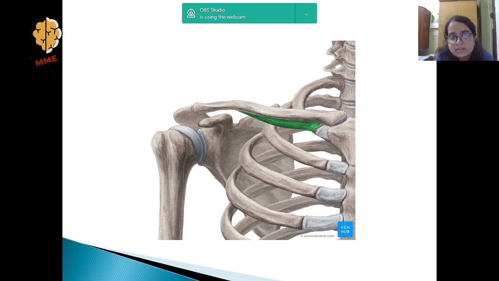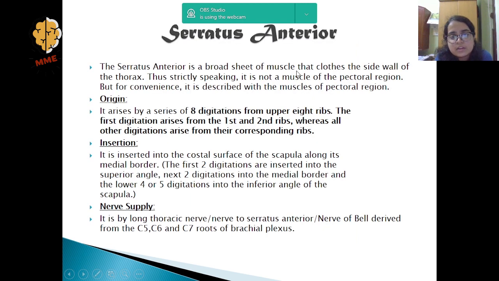Very clearly given here in this diagram, this green colored muscle, which lies horizontally directly underneath the clavicle, is the subclavius muscle. Now we come to serratus anterior. Serratus anterior is a very important muscle for you to remember. Strictly speaking, it is not a muscle of the pectoral region, but for convenience, it is described with the muscles of the pectoral region.